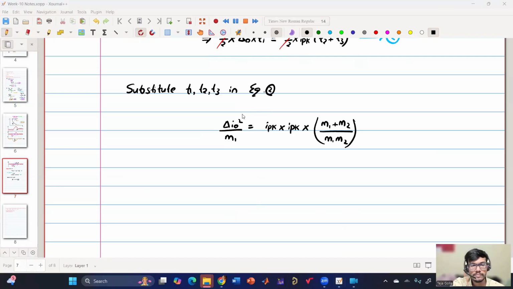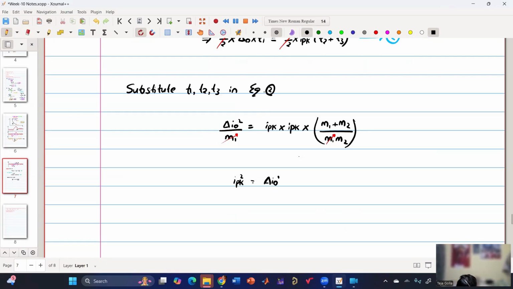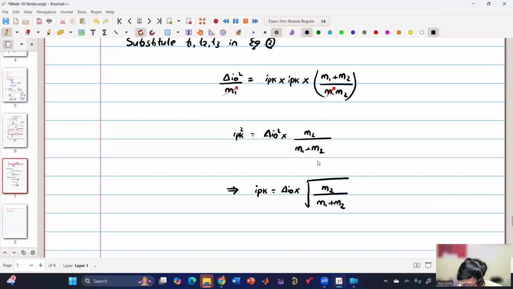Simplification, do you agree? Yes, sir. Now M1 and M2, M1 and M1 also will get cancelled. So now if I calculate IP square, it is nothing but delta I naught square into M2 by M1 plus M2. So now I can calculate IP. IP is nothing but delta I naught into square root of M2 by M1 plus M2. So this is my IP.